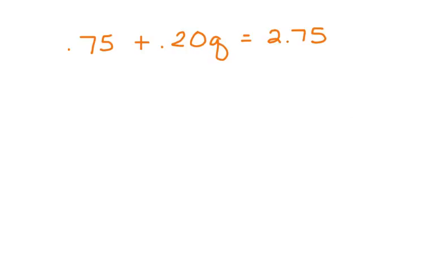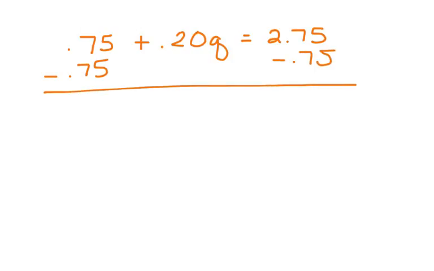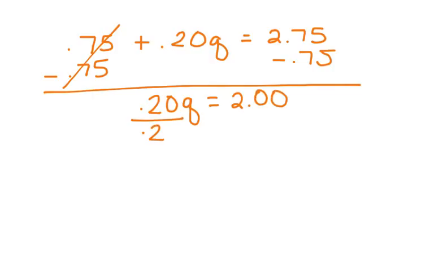Here's our equation. Now we're going to continue to solve for q. We subtract 0.75 from both sides. These cancel, and we have 0.20q equals $2. Divide both sides by 0.20, and q is equal to 10.